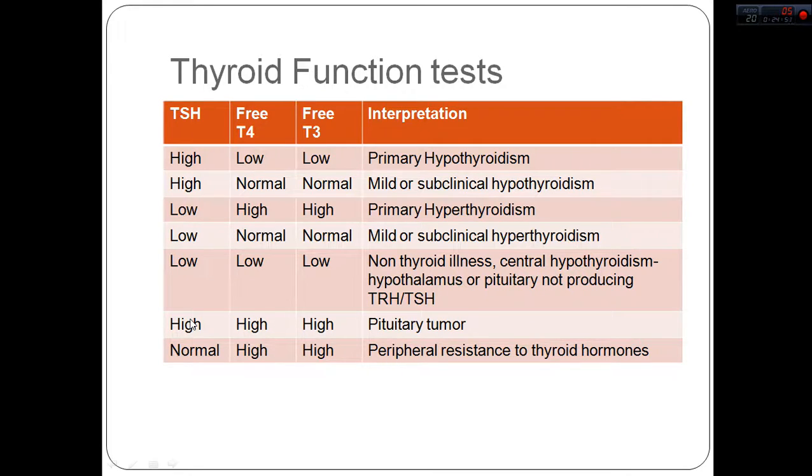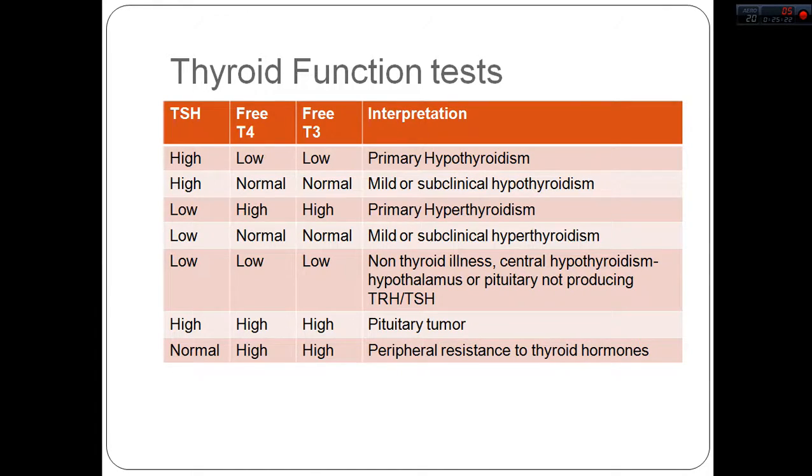Now in this scenario, all these three are high. That means free T3, T4 is high, but it fails to suppress the release of TSH from the anterior pituitary gland. That means there's something wrong with the anterior pituitary gland. There's a functional tumor sitting at the anterior pituitary gland which is constantly releasing TSH. It is not taking feedback from the hypothalamus anymore.